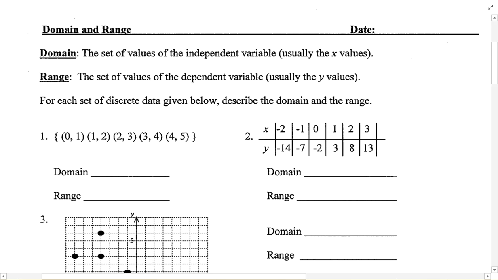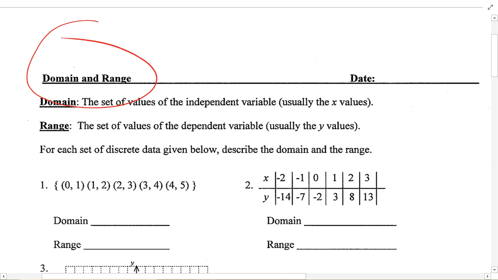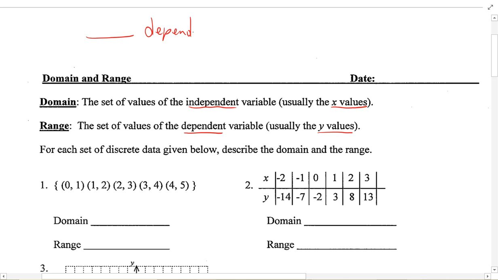Okay, so class today we're going to look at domain and range of a graph. Domain is a set of the independent variables, which are the x values. Dependent is your range, and that's your y values. To figure out which one's dependent or independent, you have to do your "depends on" sentence.